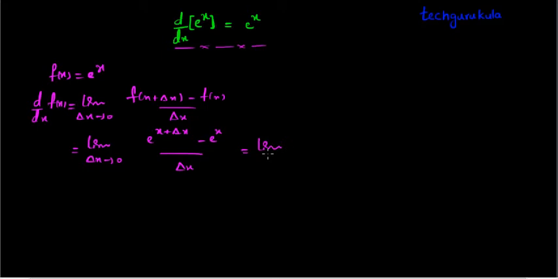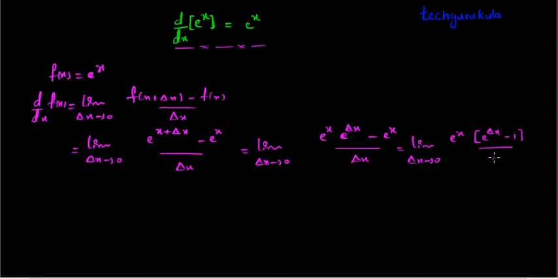We can rewrite this as limit del x tends to 0, e power x times e power del x minus e power x, divided by del x. And we can rewrite this again as limit del x tends to 0, taking e power x common, e power del x minus 1 divided by del x. And now we apply the limit del x tends to 0 to this function, e power del x minus 1 divided by del x.